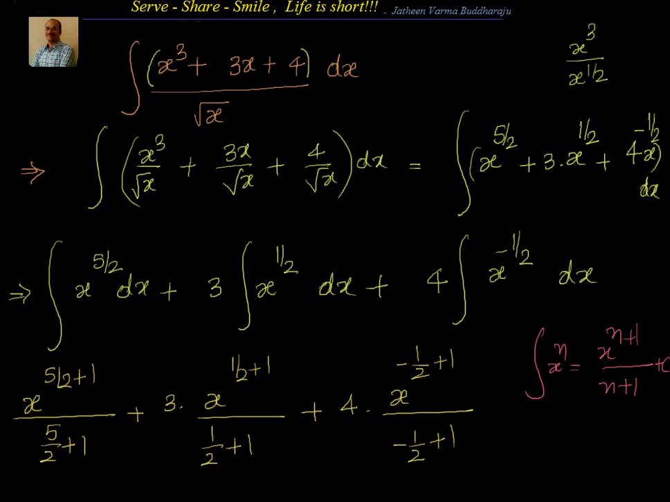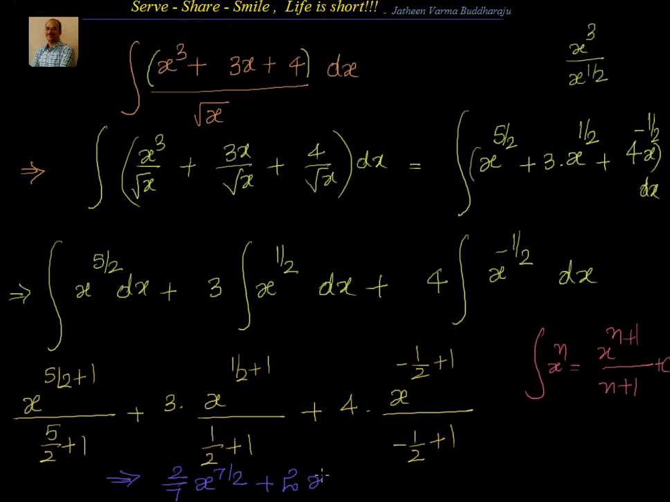If we simplify, we will get x to the power of 5 by 2 plus 1. If you take the LCM, it is 7 by 2, and 1 by 7 by 2 will become 2 by 7. I can write 2 by 7 x to the power of 7 by 2 plus 3 by 3 by 2, which will become 3 into 2 by 3, that is 2.